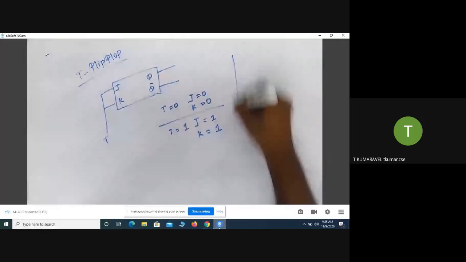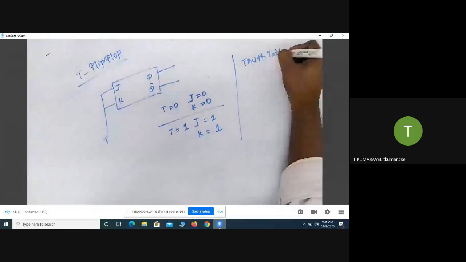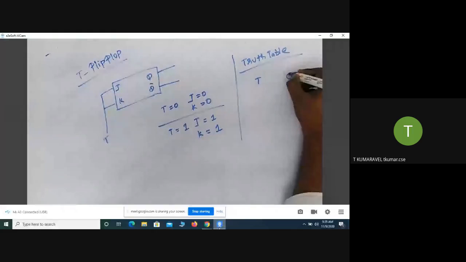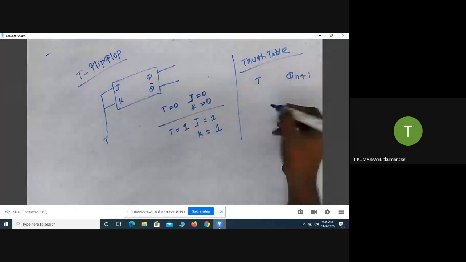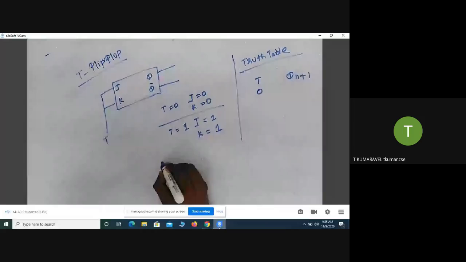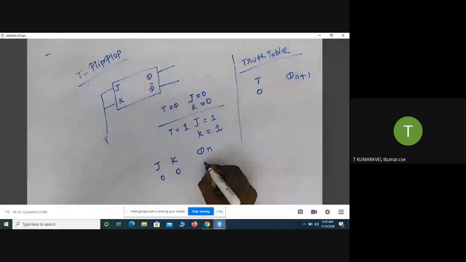From this, I'm going to write the truth table for the T flip-flop. How do you draw that? T is the input, and this is the current output, otherwise called the next state output. If I provide the input as 0, you already know the behavior of the JK flip-flop. The input combination is 0 0. It will retain the previous state, no change. That can be represented as Qn.